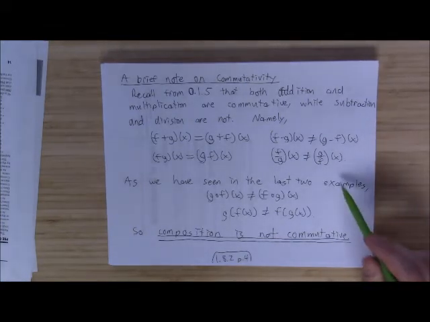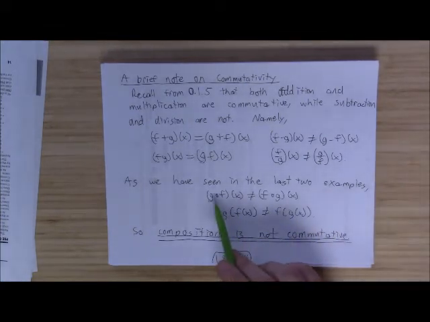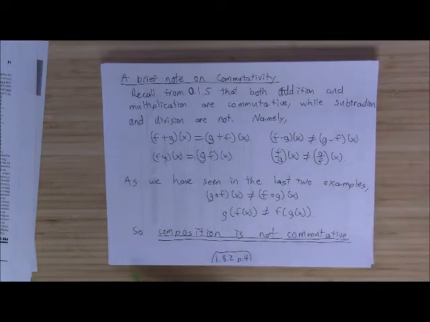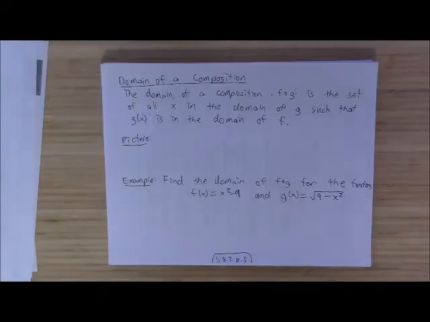Also, as we've seen in the last two examples now that we've worked, composing g with f does not necessarily give you f composed with g. Namely, g of f of x does not have to equal f of g of x. So in other words, the big fancy way of saying this is that function composition is not commutative.